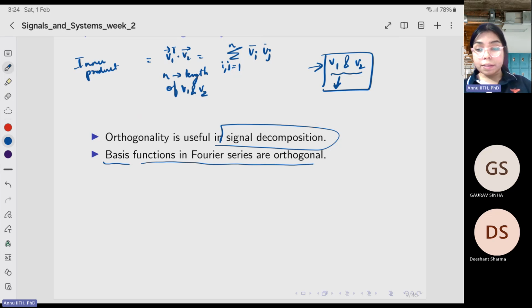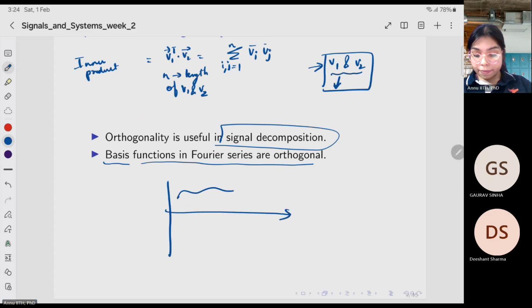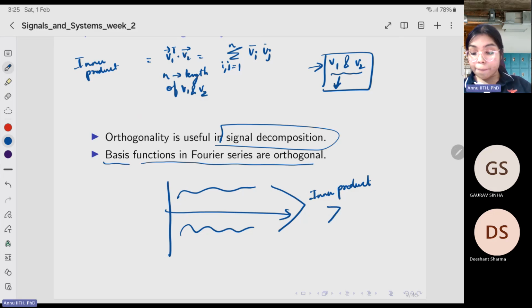And one other thing is correlation. We also calculate the correlation of two signals using the inner product. Suppose this is signal 1 and this is signal 2, and we calculate the inner product of these two signals; the inner product here means correlation, and if it is high, then we call them highly correlated.